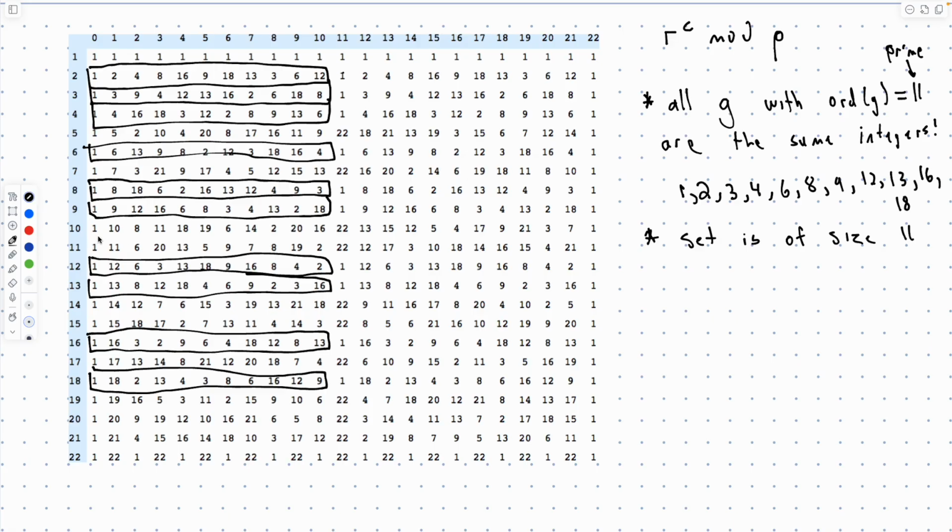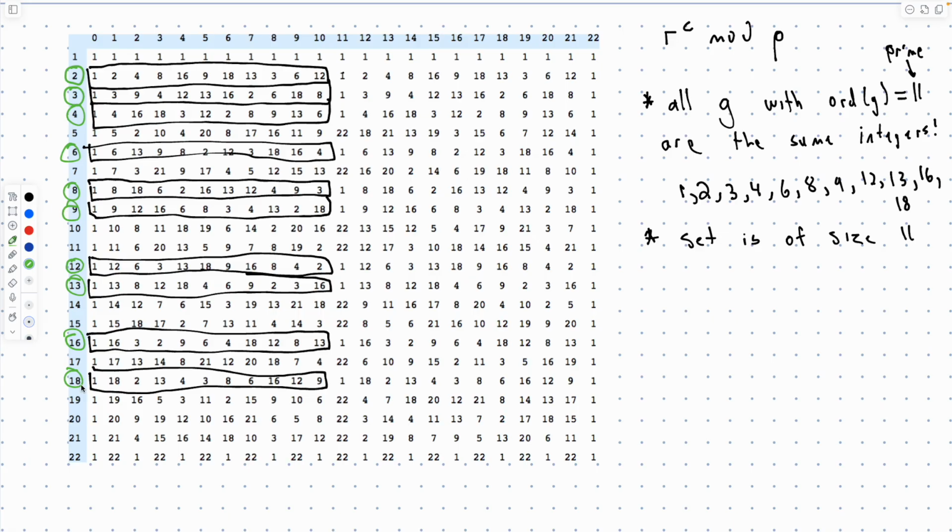Okay. Last question I have for you is, what are the actual numbers that are generating this set of integers? I've circled these sets of integers. What are the numbers that are generating them? So that's the numbers here, right? So 2 generates it, 3, 4, 6, 8, 9, 12, 13, 16, and 18. These are the numbers that are creating that sequence. What can you tell me about that set of integers?